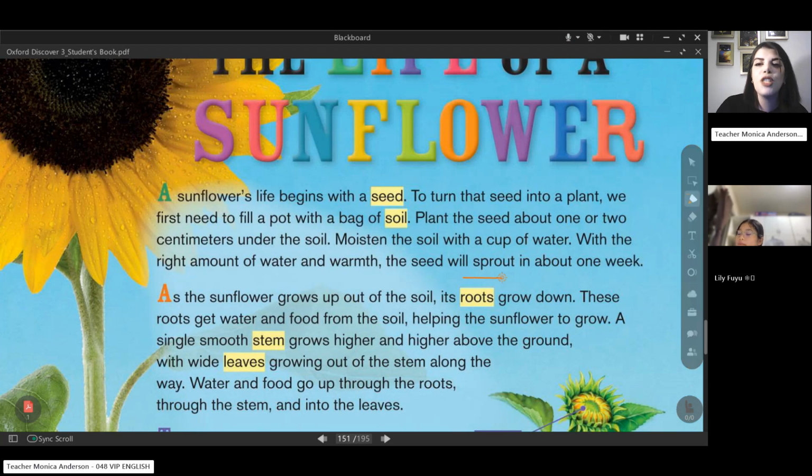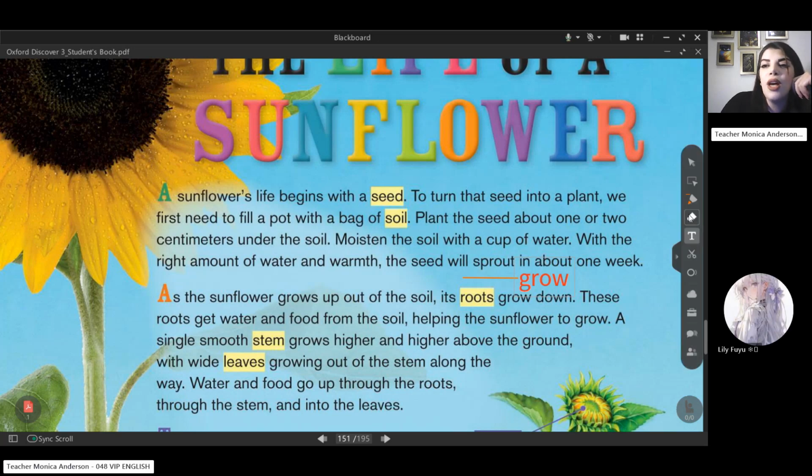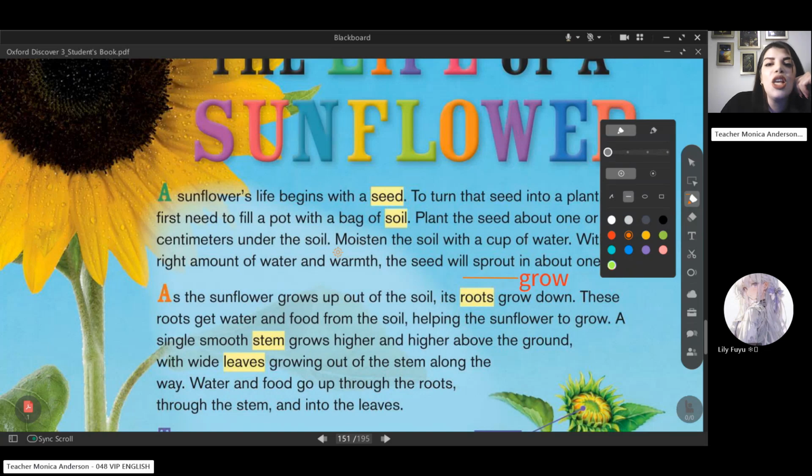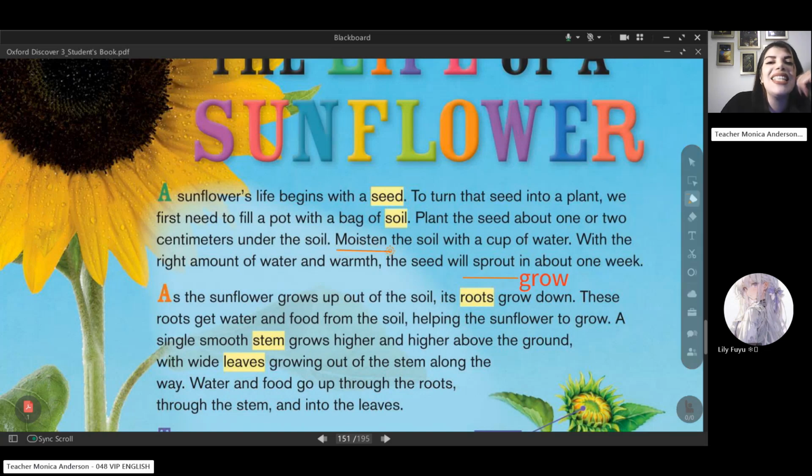Yeah, this one. Sprout, grow. Sprout means to grow. It comes out of soil. And we have this one, okay, that is moisten. What is this? It means make it wet. Water it, then make it wet.